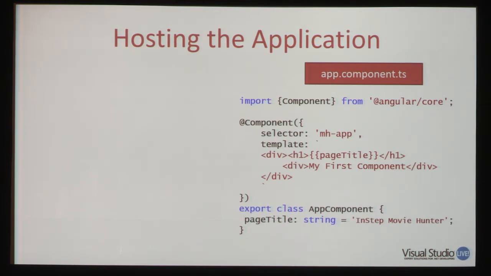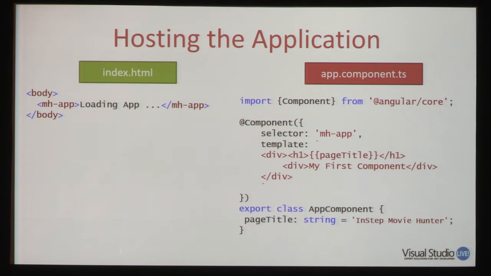How do we actually use that? Well, in our index.html, again, our index.html is the first one that comes down and gets executed by the browser. We're actually going to use this component using its selector. Okay, so that's how we bring this component into our HTML. So we specified our selector of mhapp, so that's our custom HTML tag.